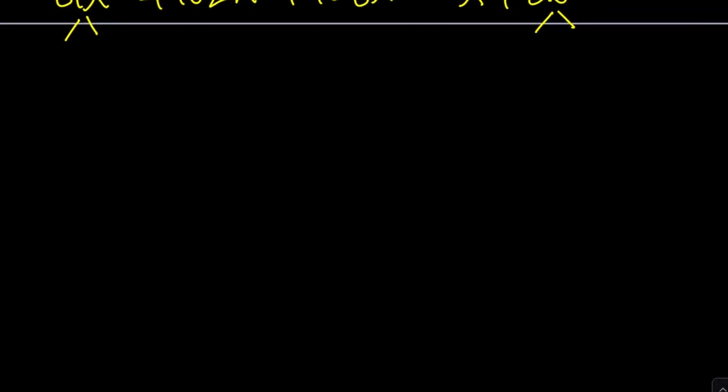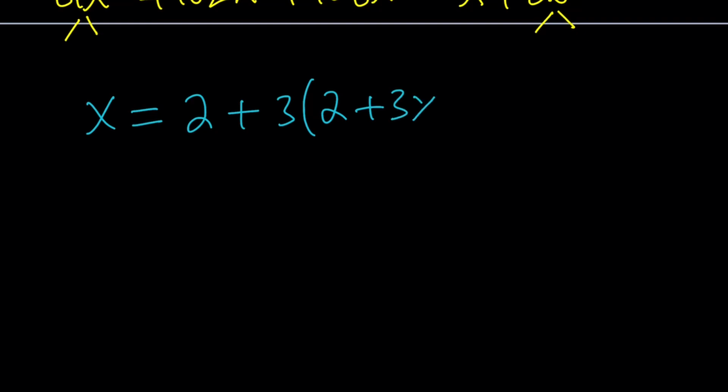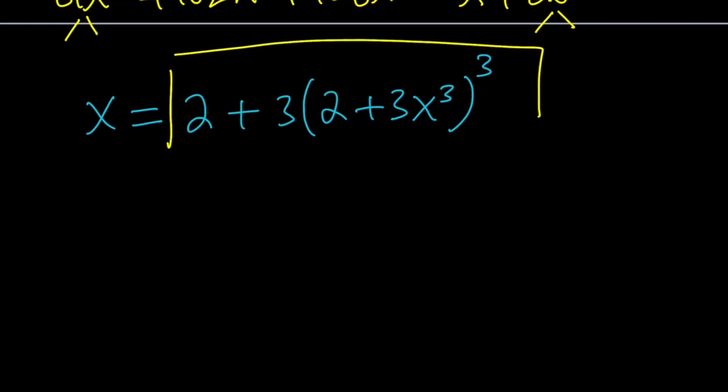So let's take a look at it from another perspective. And let's rewrite the equation: x equals 2 plus 3 times (2 plus 3x cubed) to the third power. So something interesting is happening with this equation. We have inside the parentheses 2 plus 3 times x cubed. And if you look at the whole thing, then you probably notice a similar structure, like 2 plus 3 times something cubed.